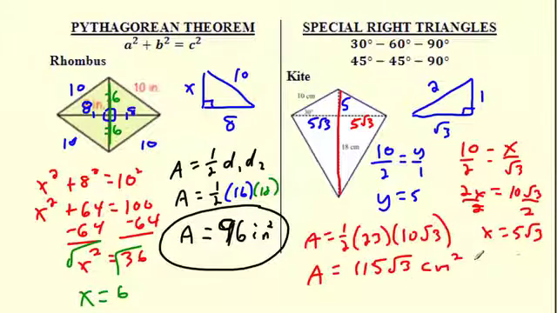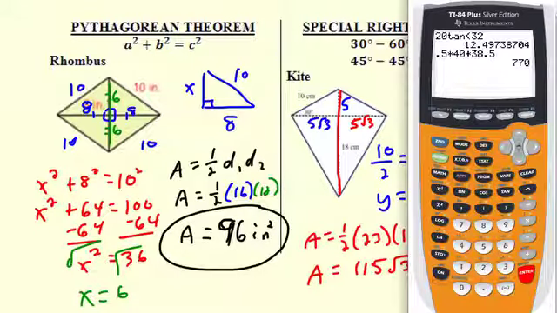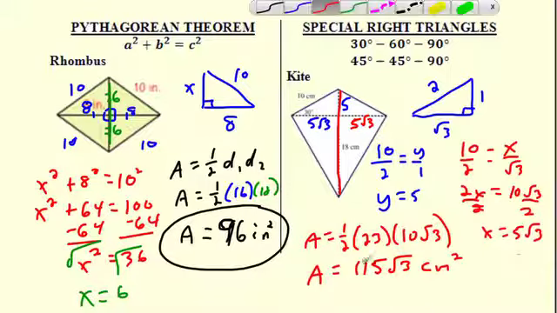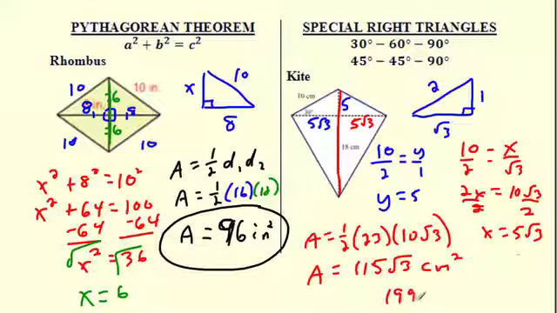So if you don't like that, you can go all decimal. You could have gone 0.5 times 23 times, what was that last one? 10 radical 3? 10 square root, remember it's right above the x squared. And if you type all that in, you get 199.19. So if you want to make this a decimal, 199.19. Either one of these is cool, whichever one you prefer.